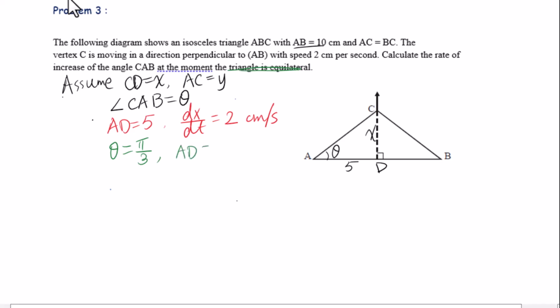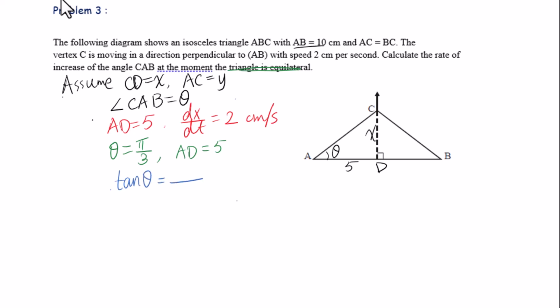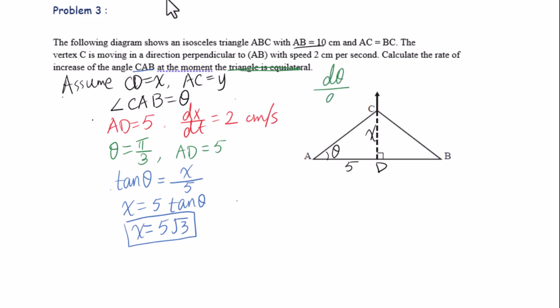AD equals 5. We will use SOHCAHTOA to figure out CD when the triangle is equilateral. Tangent theta equals x over 5. Then x equals 5 times tangent theta, equals 5 times tangent pi over 3, which is 5 times square root of 3. We need to figure out d theta/dt.